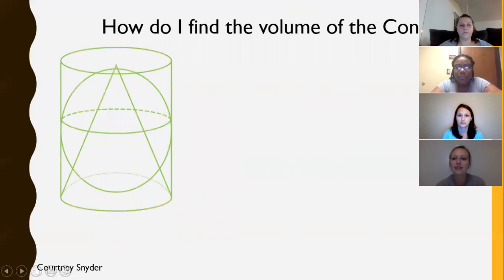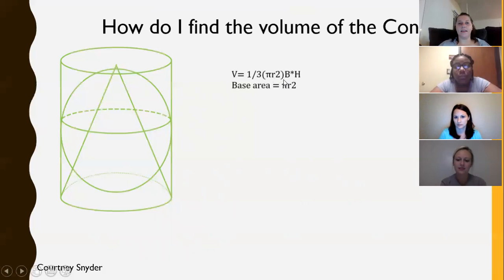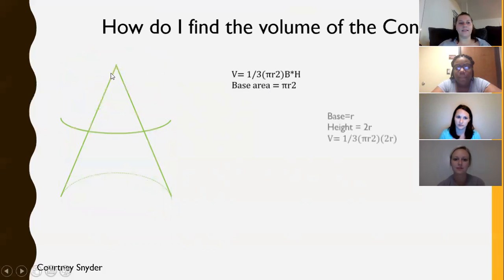Courtney, how do I find the volume of the cone? Now, to find the volume of the cone, we're going to use the formula 1/3 times base times height, our base area being pi r squared. Sorry, that one part didn't go away. This is the figure that we're wanting to find, just this triangle and then our base right here. Our base is r, and our height is 2r. And we plug it in to here, and the volume of the cone will be 2/3 pi r cubed.